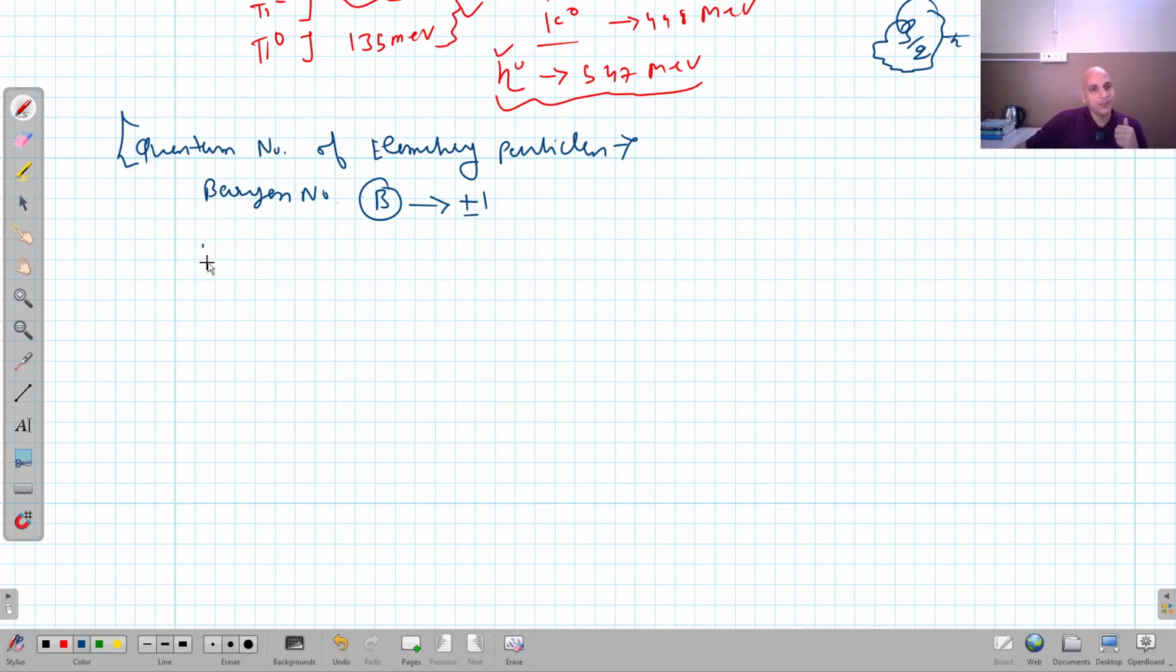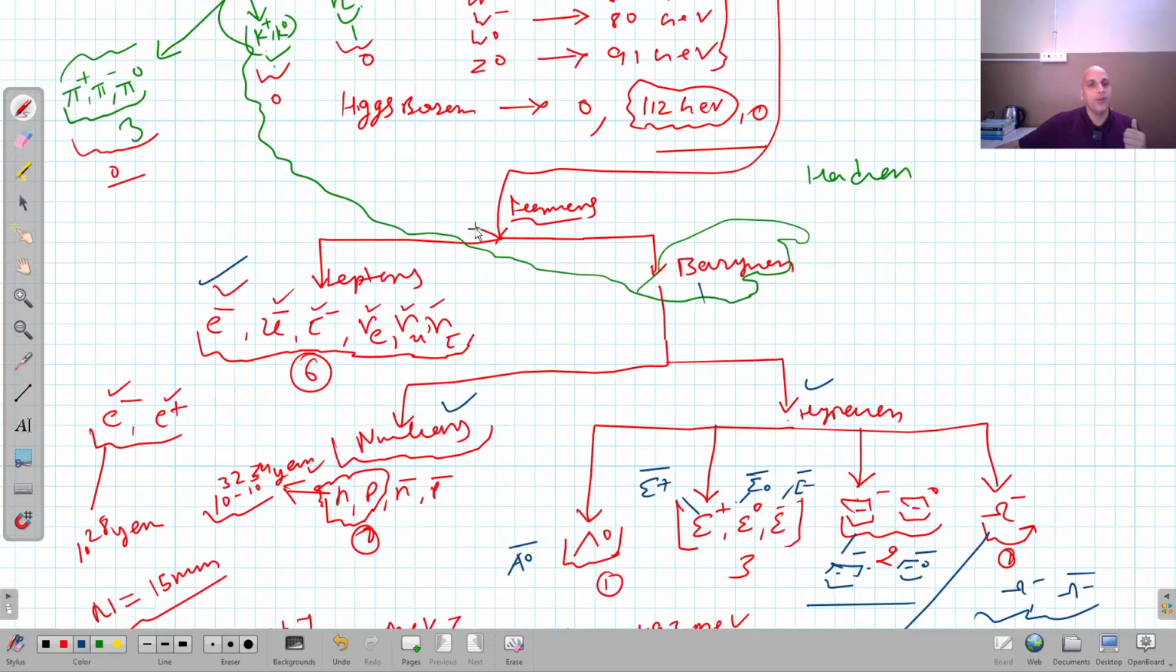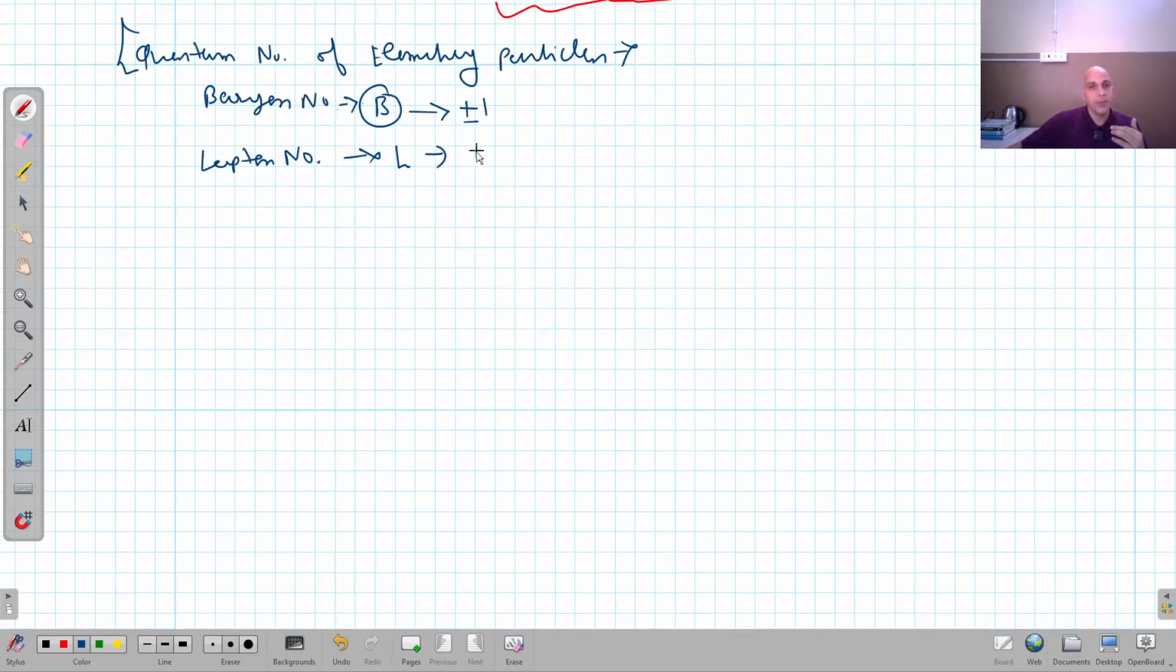Similarly, we have a lepton number. Lepton number tells us that the given particle is a lepton, right? It is denoted as L. Again, it is defined only for leptons: these particles, e, mu, tau, and the 3 neutrinos. So it is +1 for all the leptons and -1 for anti-leptons, right? So this is the second quantum number.